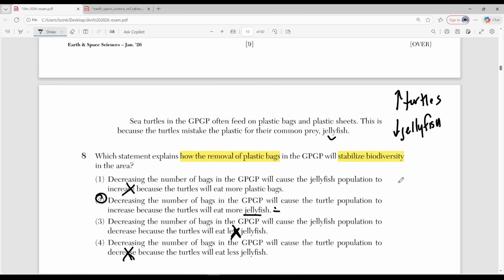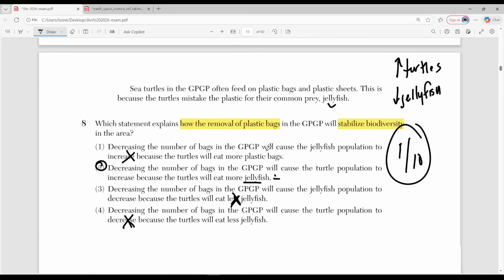That's fine. This was so easy. That's literally a 1 out of 10. If you know how to read, you're going to get that right.